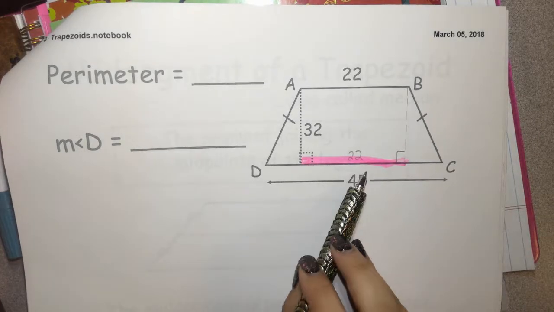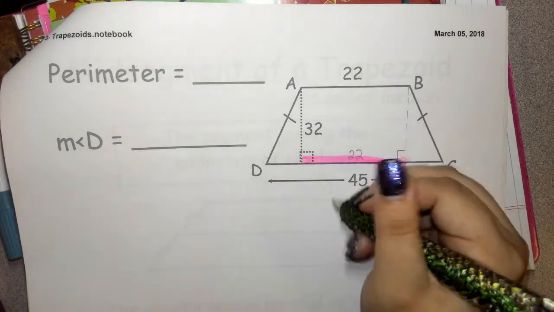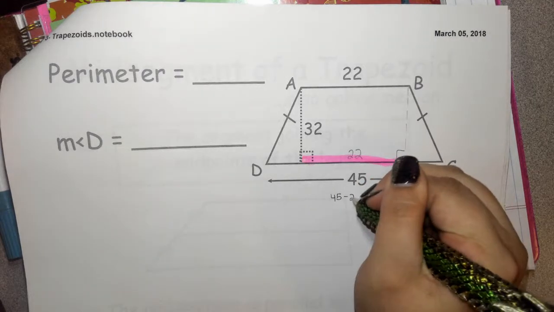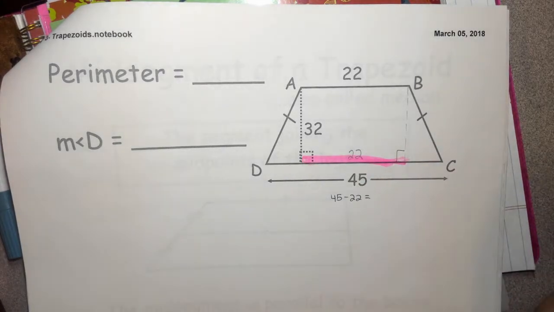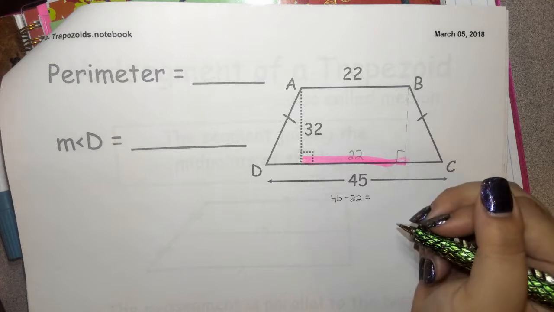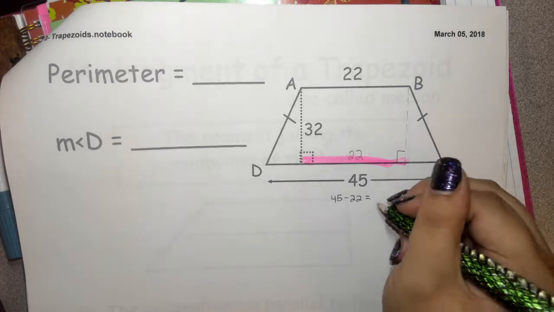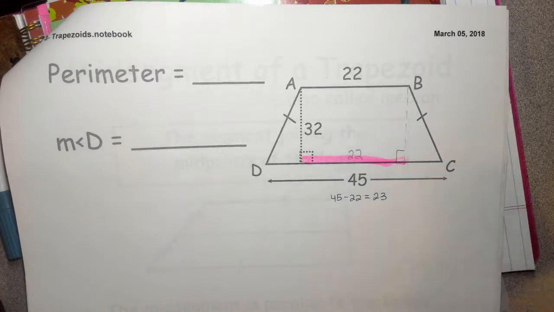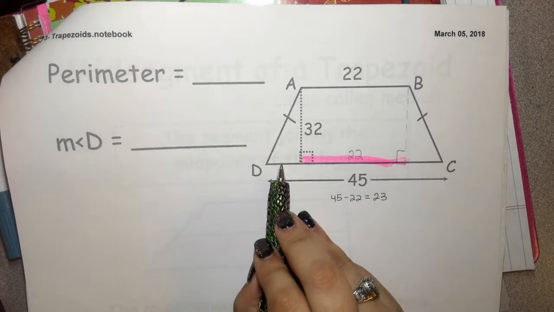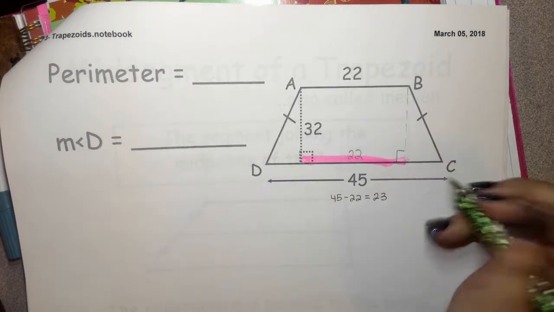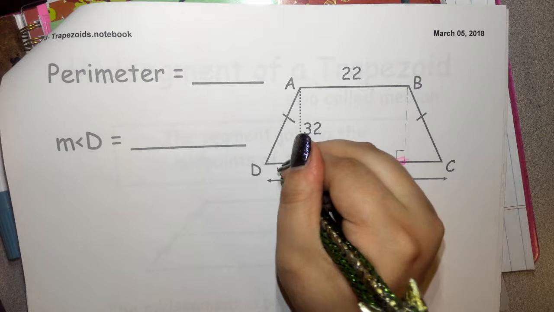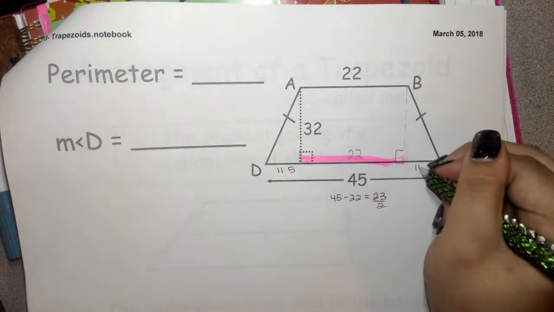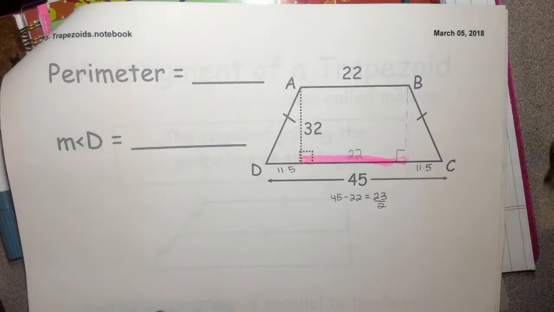So that is 22. Then you know both sides of the triangle will be the same. Okay, so then I have to subtract. What's 45 minus 22? 23. So this side is 23, divided by 2. Why do we divide it by 2 though? Because it's two triangles.